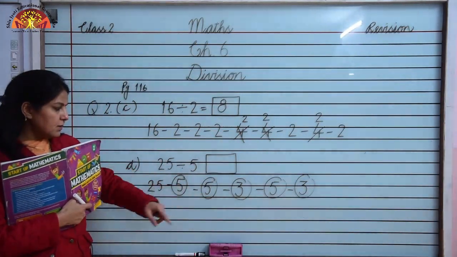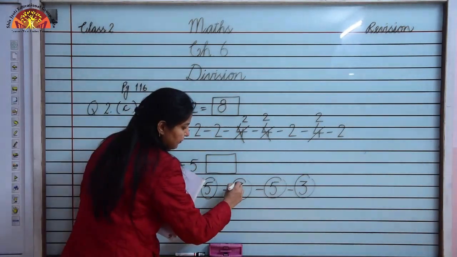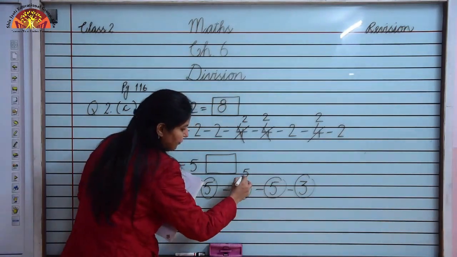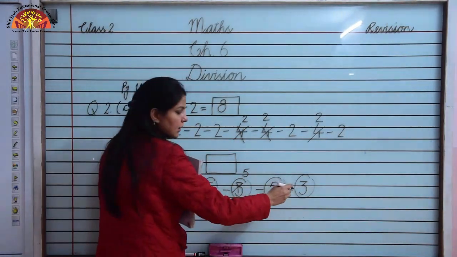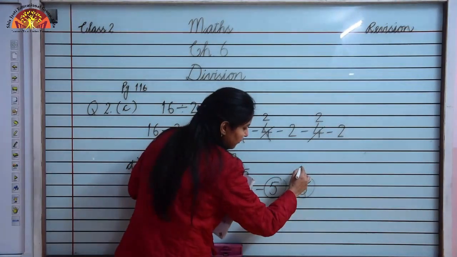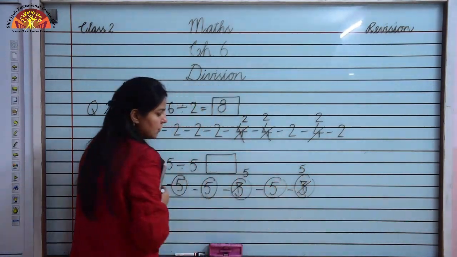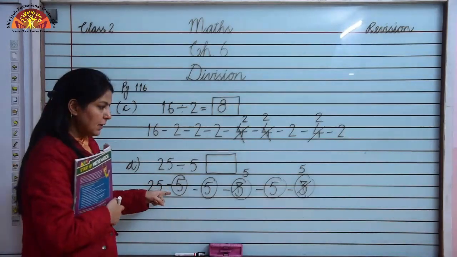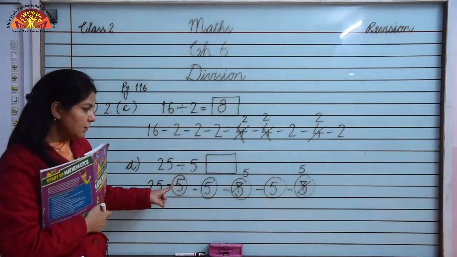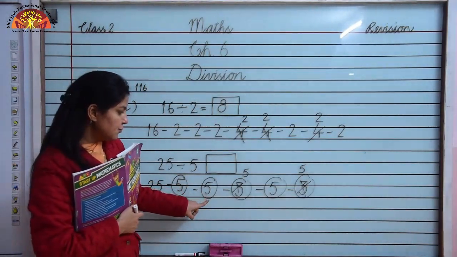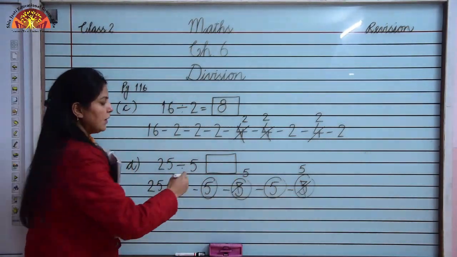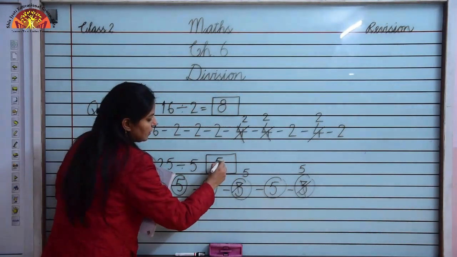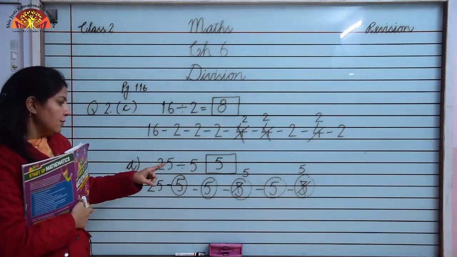So we will cut 3 from here and write 5 instead of 3. Here again 3 is written. So we will cut this 3 again and write 5 instead of 3. So how many times have we subtracted? We have subtracted 5 times. 1, 2, 3, 4 and 5. So we will write here 5. It means the quotient is 5.